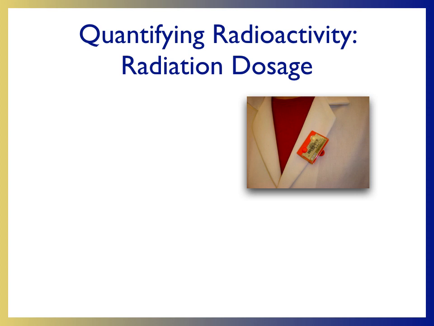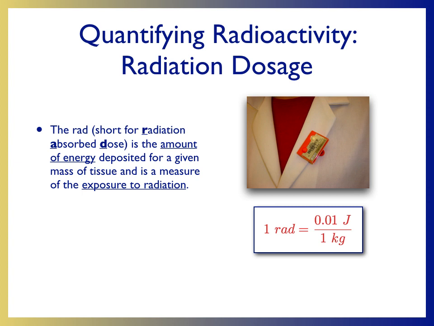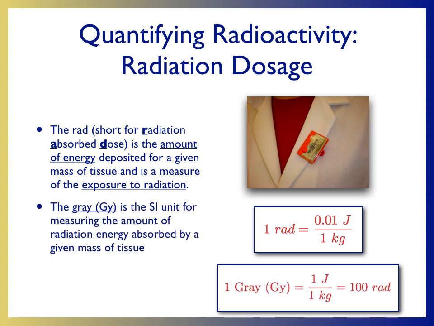Let's first look at how we measure the amount of energy imparted to biological tissues. There are two ways we can measure this, both related to one another. The RAD, which was formulated first, stands for the radiation absorbed dose. This is the amount of energy in joules deposited on a given mass of tissue. It is a way to measure the exposure to radiation. 1 rad is equal to 0.01 joules per 1 kilogram. Therefore, it's a pretty small unit.